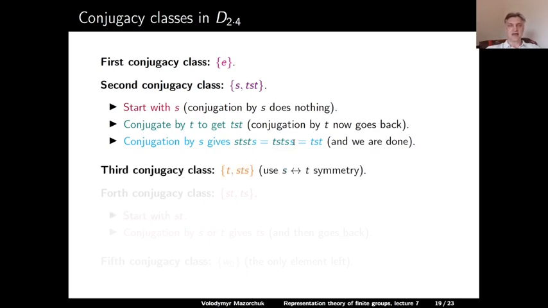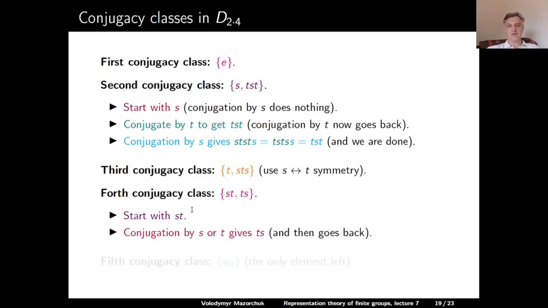And similarly, using the symmetry that S and T can be swapped, since the defining relations for S and T are symmetric with respect to their swap, the third conjugacy class will consist of T and STS. And then we have the fourth conjugacy class consisting of ST and TS. Indeed, we start with ST, and conjugating by either S or T gives TS, and then we go back. So ST and TS form a conjugacy class on their own. And we have the fifth conjugacy class consisting of the longest element W0. The element W0 can be written both as STST and as TSTS. So this is the only element left in the group, so it also should be a conjugacy class. So we have 5 conjugacy classes.